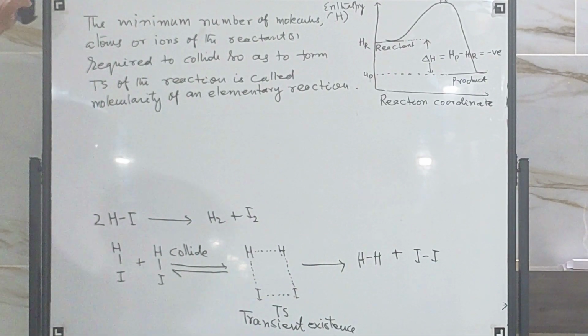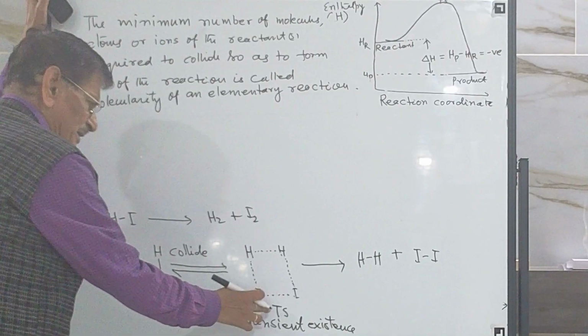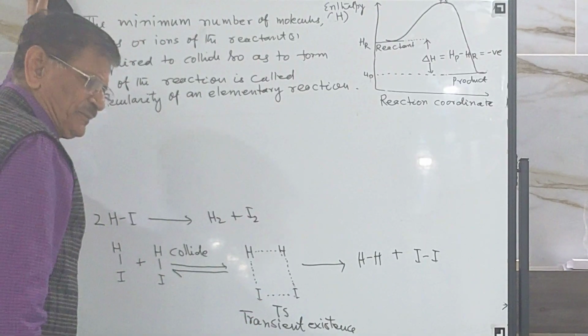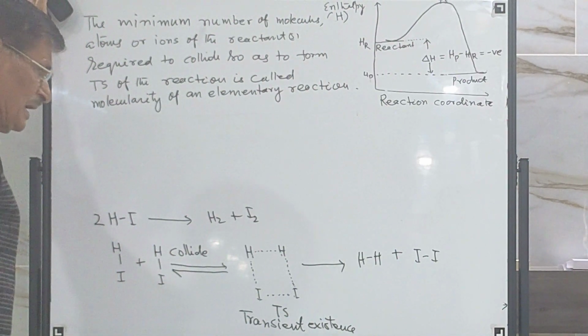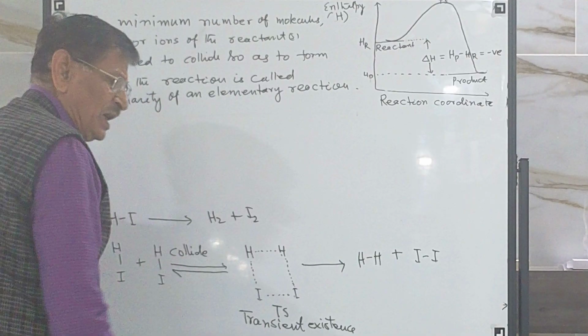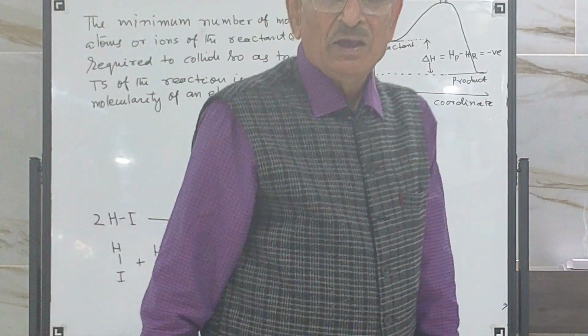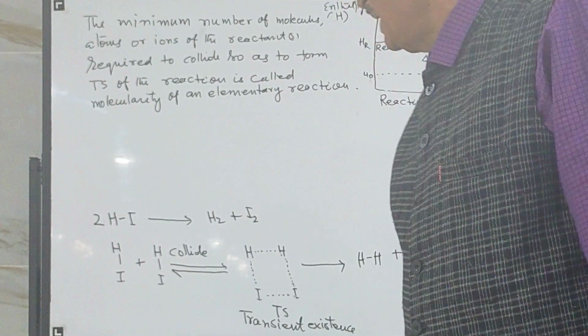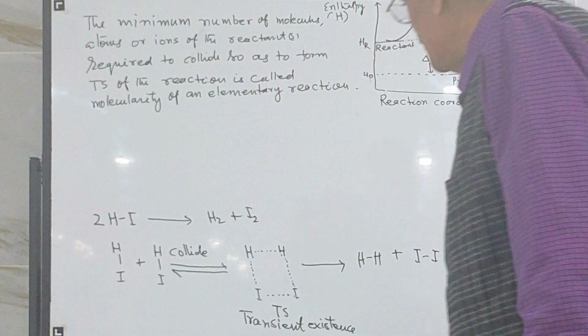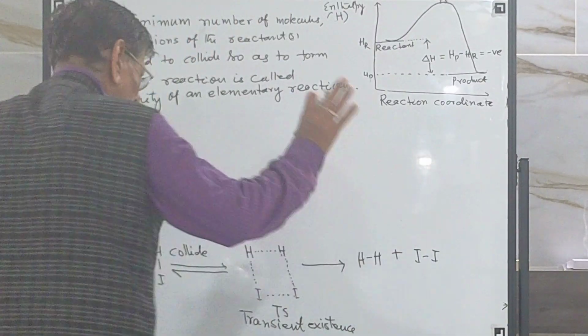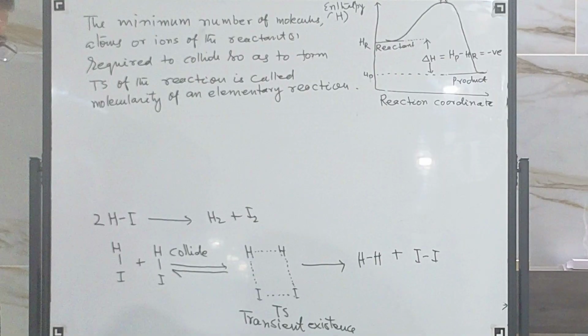One point I want to make here. The transition state is purely a hypothetical state. It has no real existence. But it is supposed to possess all the properties which a normal molecule possesses. For example, a normal molecule possesses internal energy, enthalpy, work function, entropy. In the same way, this transition state also possesses all these properties, although it is purely hypothetical.